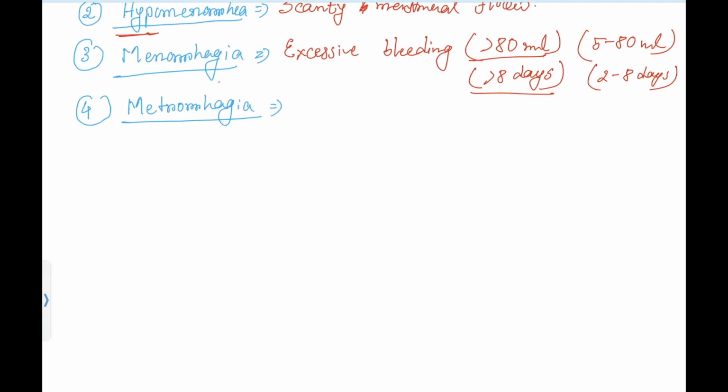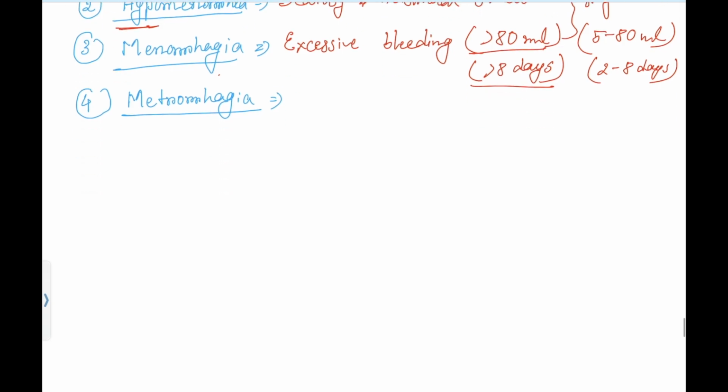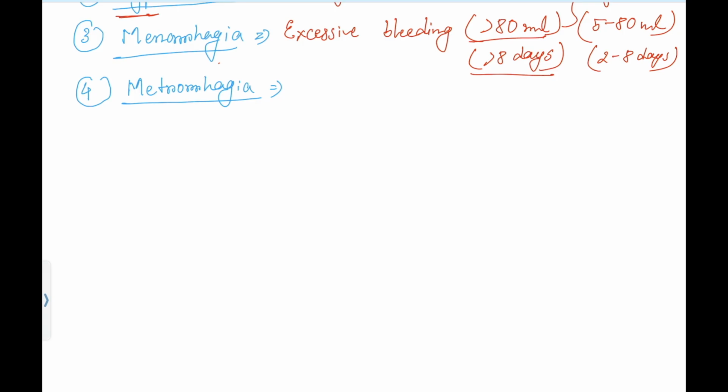But all those cases are maintaining a regularity. Although it is a problem, although it is considered a menstrual disorder, it is still maintaining the regularity. But metrorrhagia means irregular bleeding between periods, or we can say it is intermenstrual bleeding.